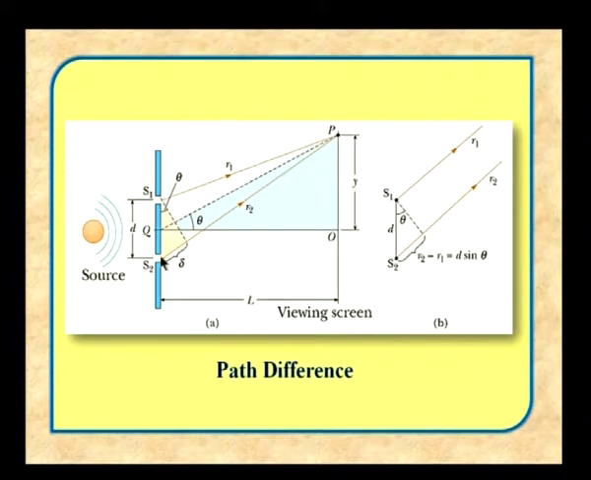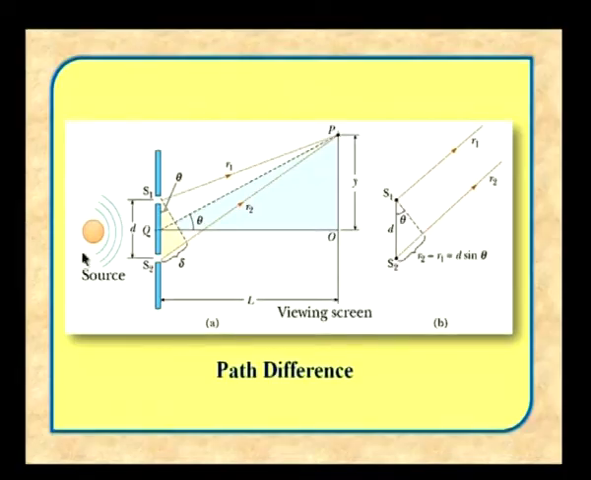Okay. Now, what is meant by path difference? I told you some time back, it is the extra distance, the additional distance travelled by one light beam compared to the other light beam. Let me now ask you whether S2P, this distance, is larger or S1P is larger.